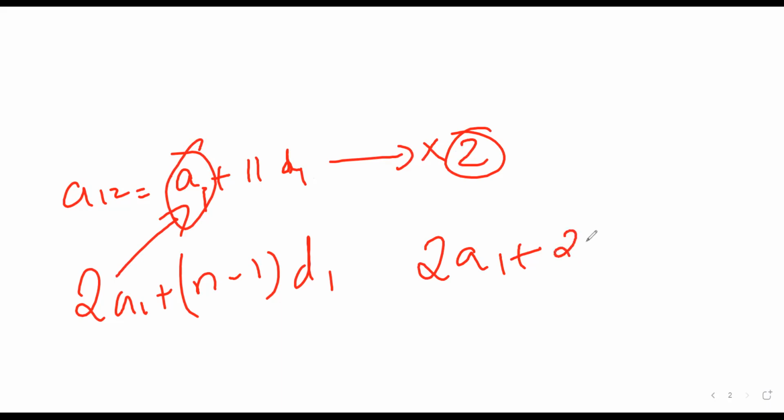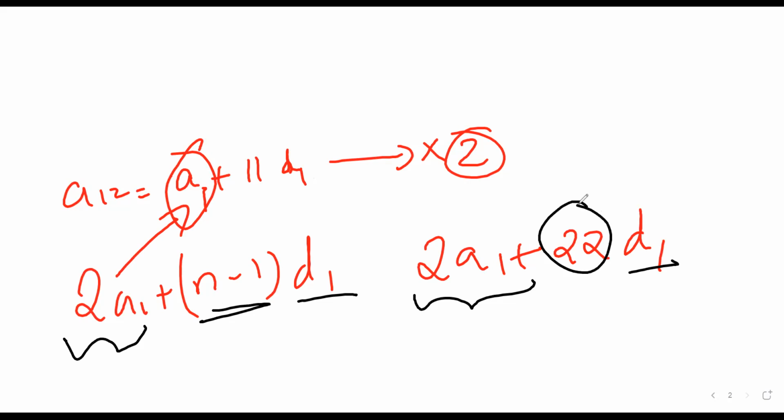2a1 plus 22d1. Correct. So what is matching here actually? The matching thing is 2a1 and 2a1. Okay, and then d1 is also matching here. So what is my n minus 1 here? n minus 1 is equal to 22.